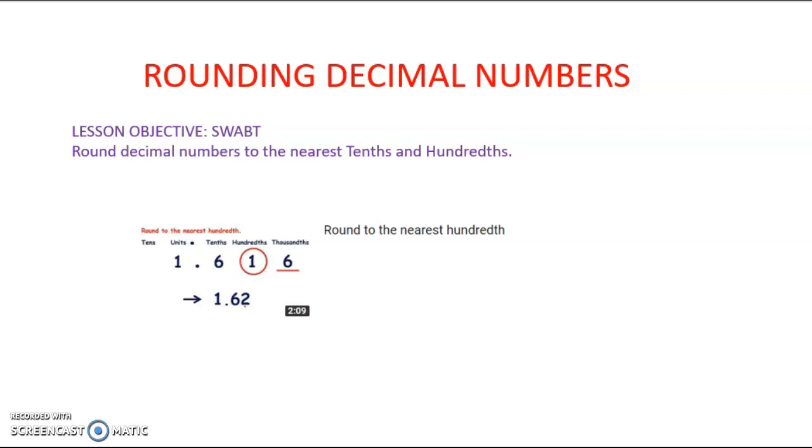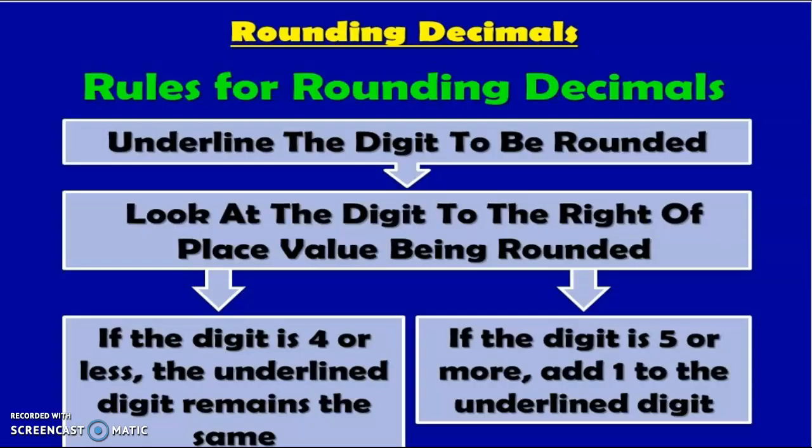So the first thing we need to do is look into the rules for rounding decimals. The first thing you need to do is underline the digit to be rounded. Second step is look at the digit to the right of the place value being rounded.